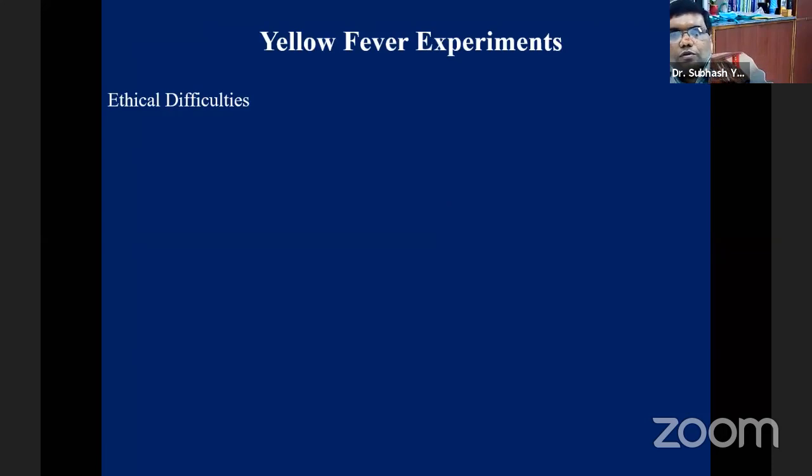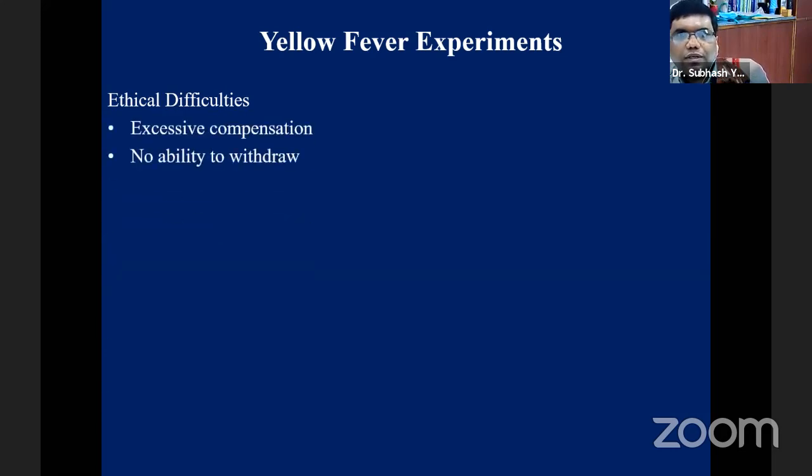So what are the problems with this consent form? What are the ethical difficulties? I mean, it looks very obvious. There was coercion. There was excessive compensation, and it doesn't mention that they can withdraw from the study. It means they were told as it is, you are going to get yellow fever, that's why you have to participate in the study.